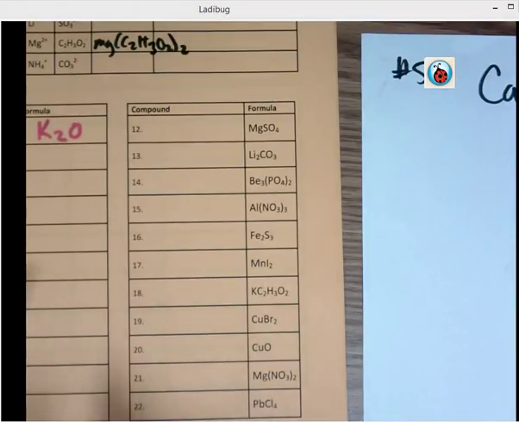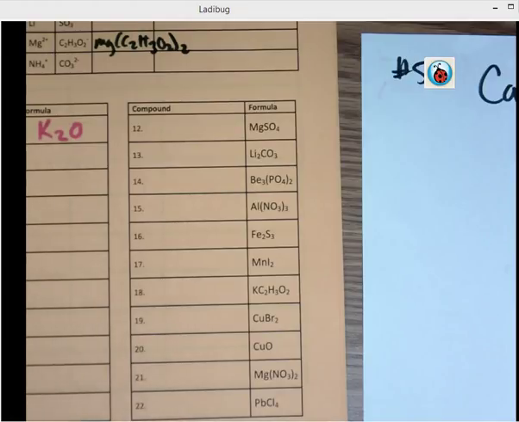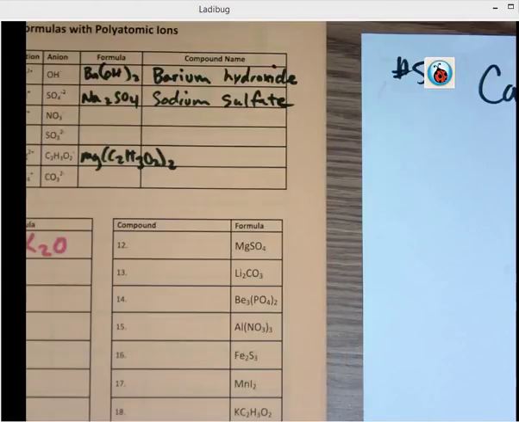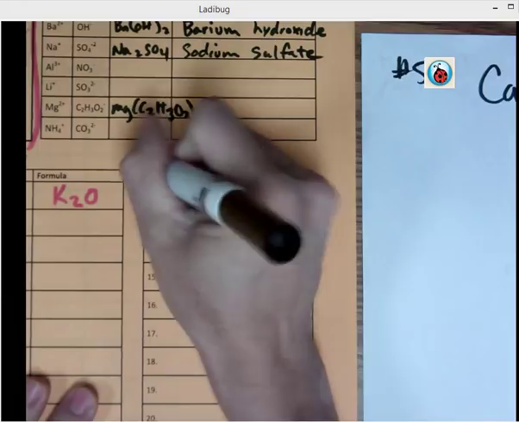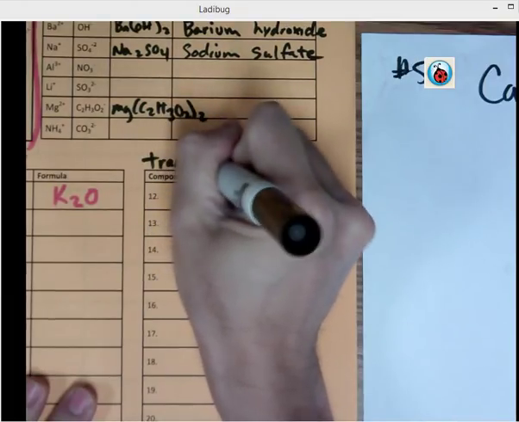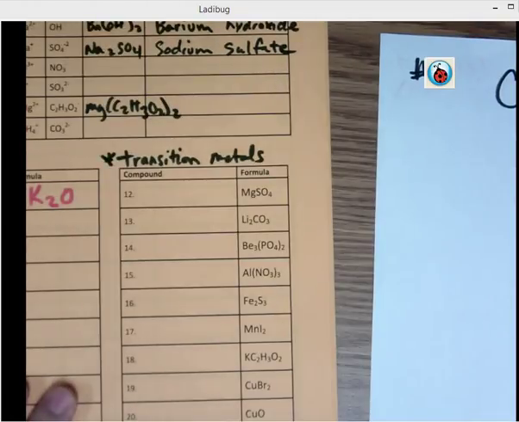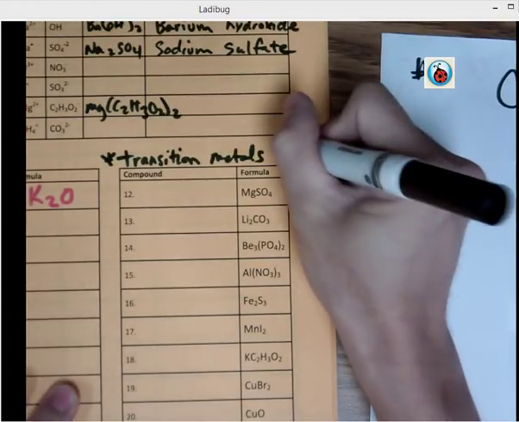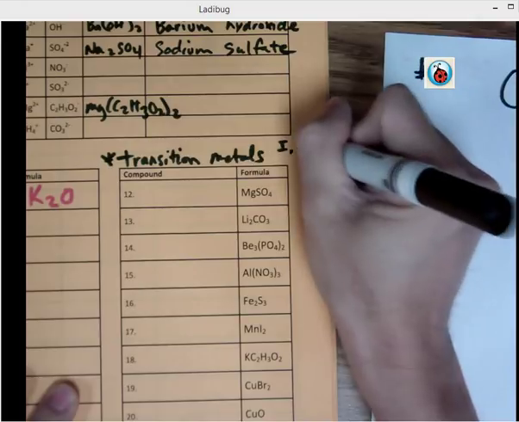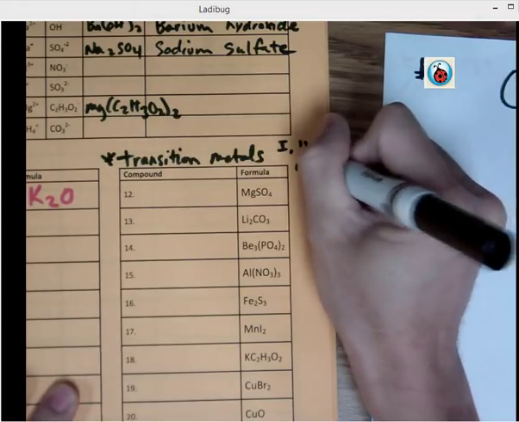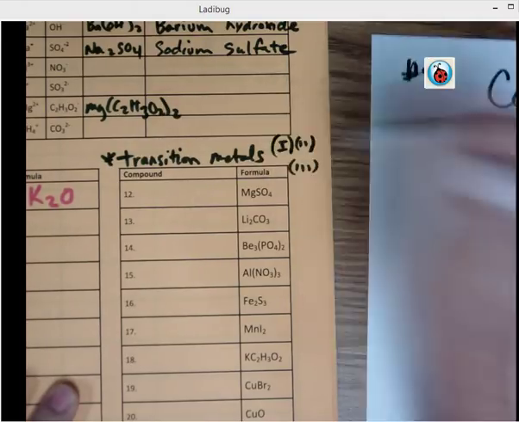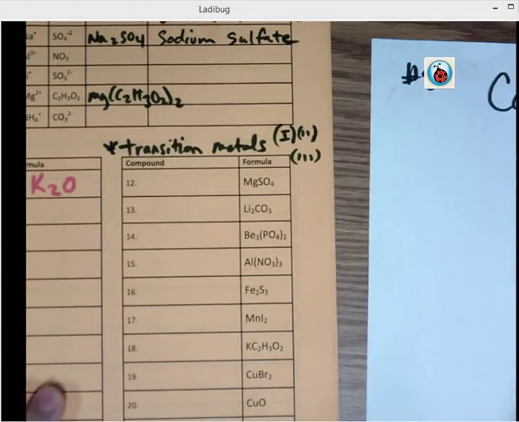This side you're naming it. Naming is a lot easier. What you need to pay attention to is transition metals. You have to use the Roman numerals, 1, 2, 3, to indicate the charge, their oxidation number. Like here, iron.